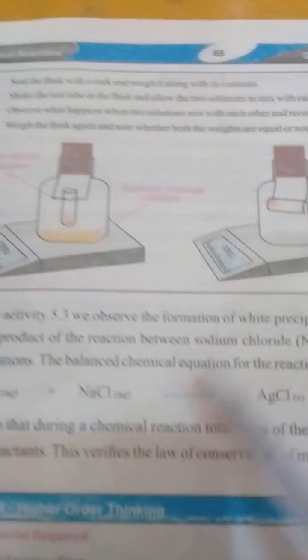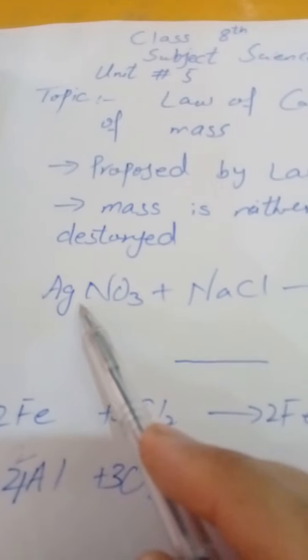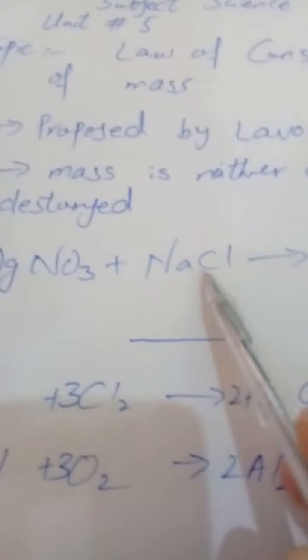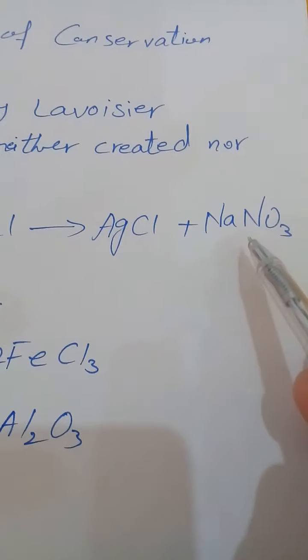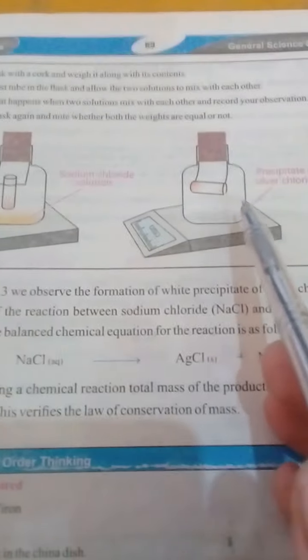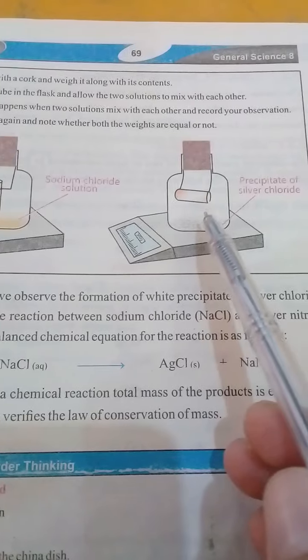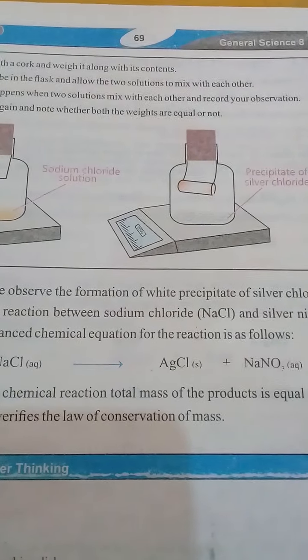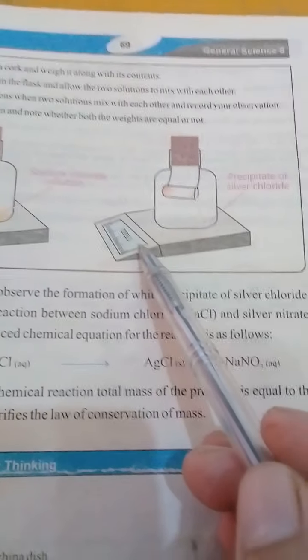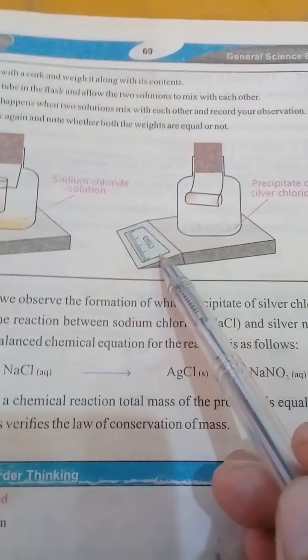So the reaction takes place. The equation of this reaction will be as follows: silver nitrate plus sodium chloride. These are the reactants. What will be the products? The products will be silver chloride and sodium nitrate. After the reaction happened, the products were weighed. The weight was 200 grams.